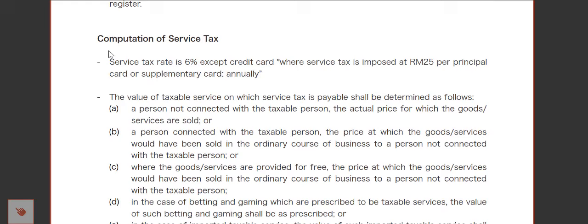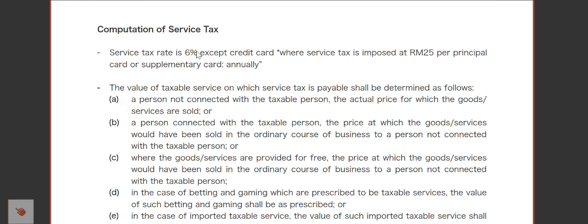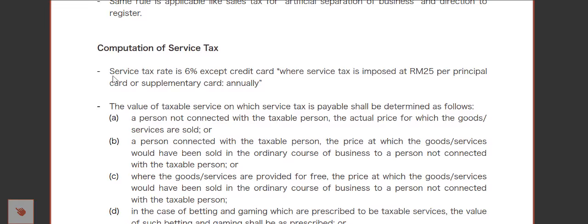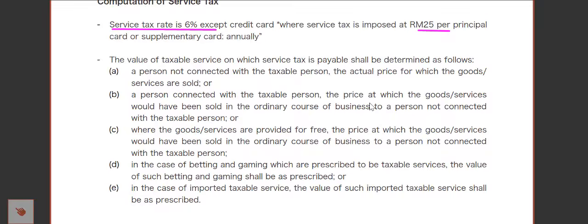Now, how do you compute service tax? Service tax is based on 6% except credit card, right? Just now I told you, except credit card, where they charge 25 ringgit per credit card, both the principal card or the supplementary card. So if you hold 4 cards, the bank will charge you 100 ringgit a year.